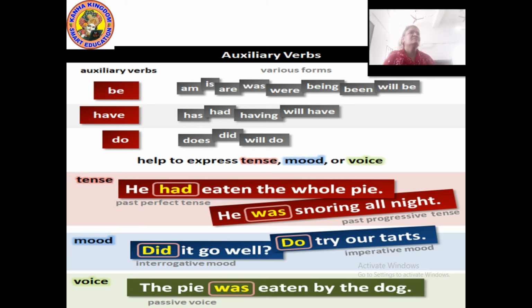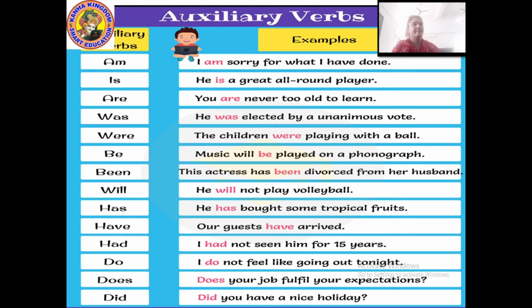So these are the auxiliary verbs which we are talking about, by which I think you must have understood that auxiliary verbs help to express tense, mood and voice. And how do they? I have explained it by giving you the examples. Okay, now moving to some more examples. As we have seen, auxiliary verbs are is, am, are, was, were, be, being, will, has, have, had, do, does, did, and it goes on. There are plenty.